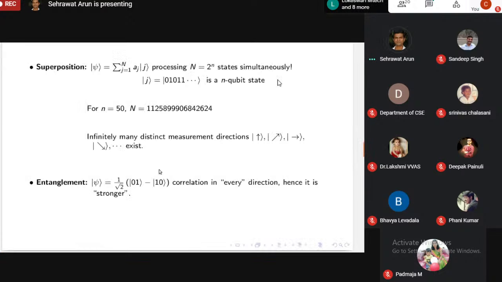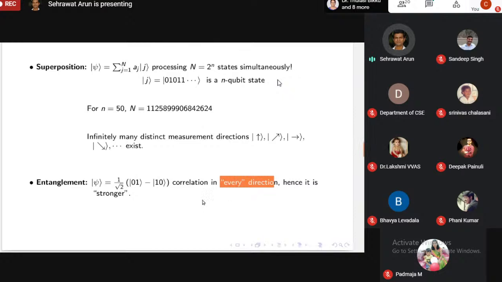Now the entanglement. What is entanglement? It is basically superposition plus factorization. There are two subsystems, and you have a state which has correlation in every direction, because there are measurements you can perform in every direction. So your correlation is true. Because if you take two coins, glue them together, head and tail, and toss them, then there is only one possibility, because there is only one direction to measure.